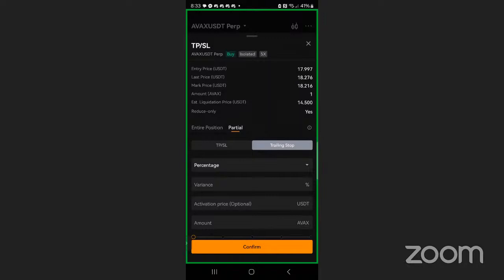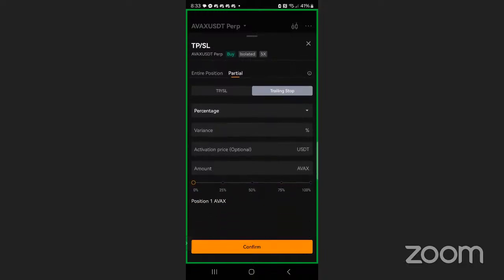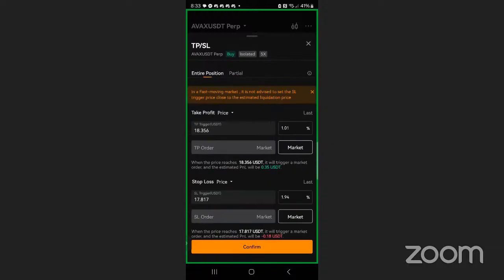Same way we do with our take profits and stop losses over there, you can add it here. The way that I like to do it, the amount that I want to close out is when I'm going to close out the entire position. With this trailing stop loss, I can do partial trailing stop losses if I want to. But in this scenario, I want to close out my entire position.